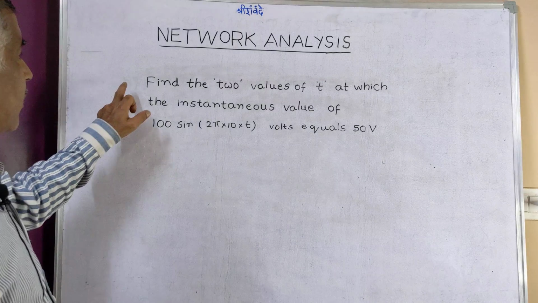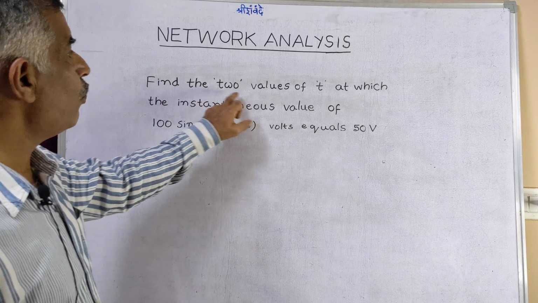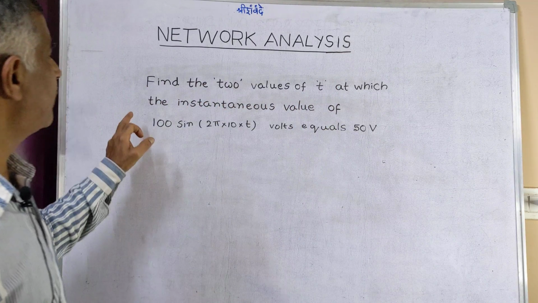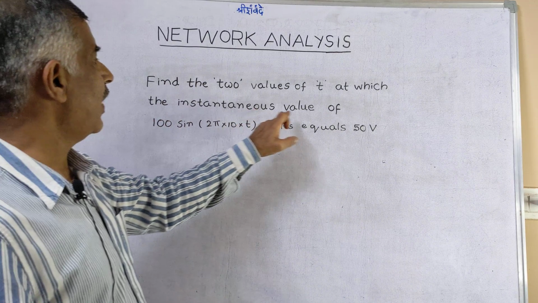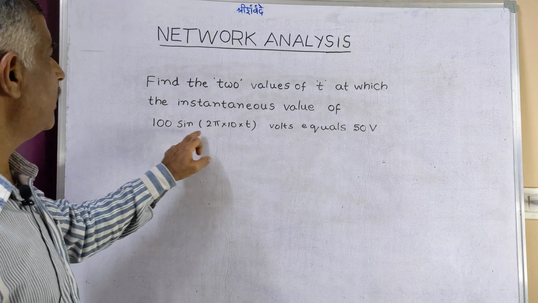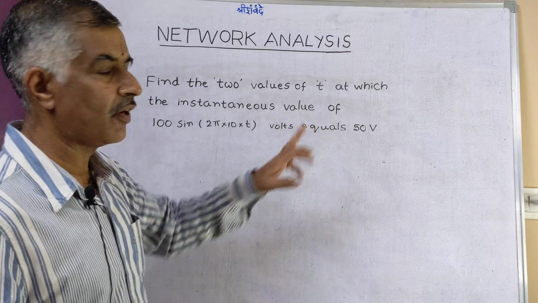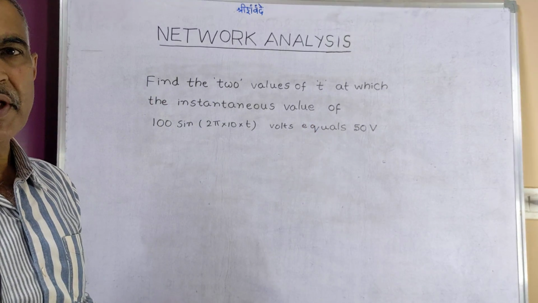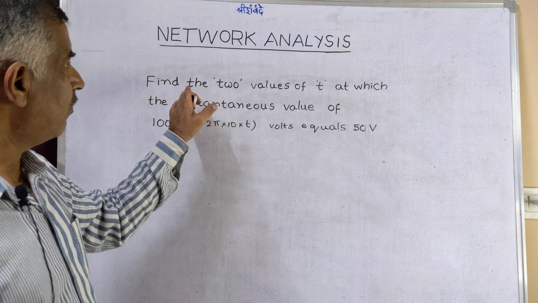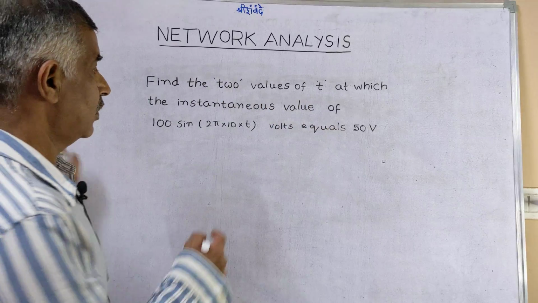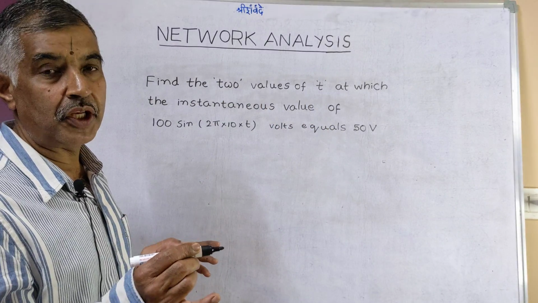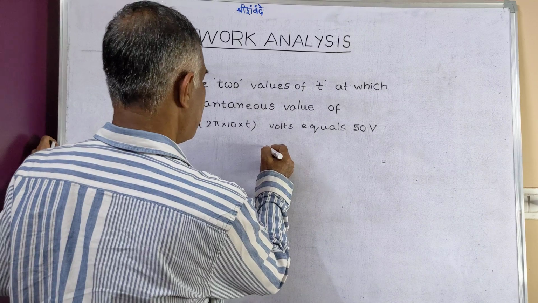Next problem. Find the two values of t at which the instantaneous value of 100 sine 2 pi 10t volts equals 50 volts. First you understand the problem. What do you mean by two values? Two, T-W-O, not T-O. Now I will sketch the waveform.